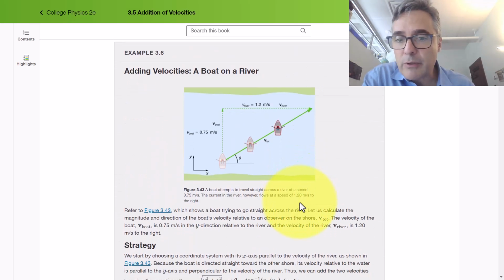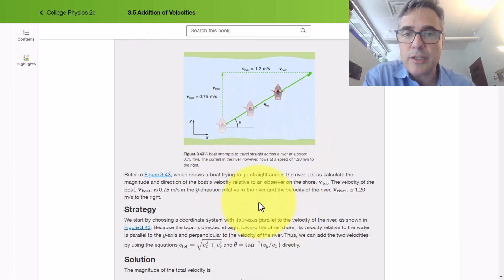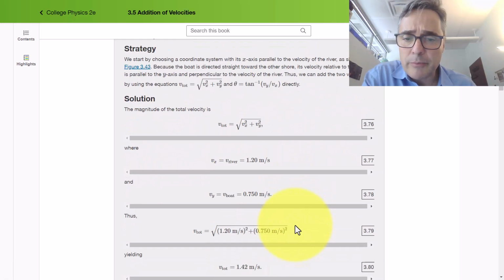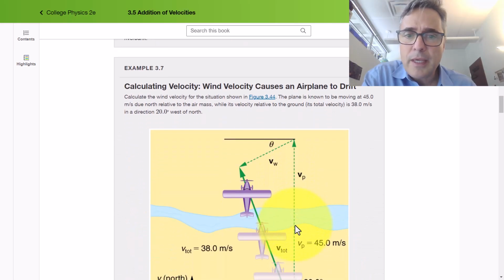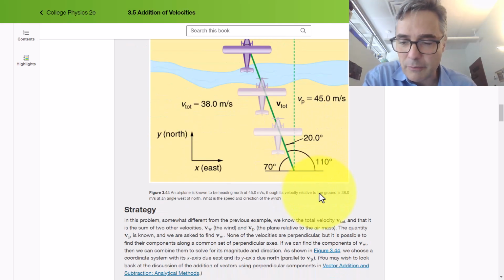This boat in the river, they give you an actual problem, and I would suggest when you set it up, try using my little trick with the notation. I think it probably will help you solve this one. And same with the wind. I would just say it's the velocity of the air relative to the ground.